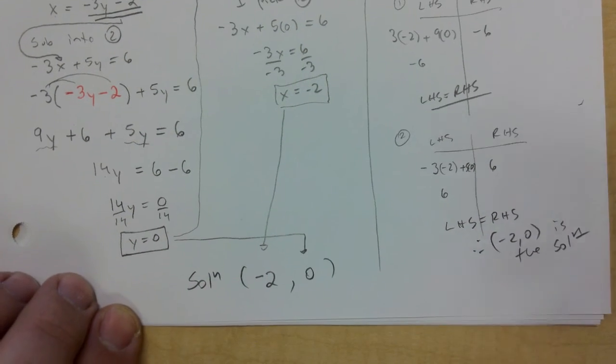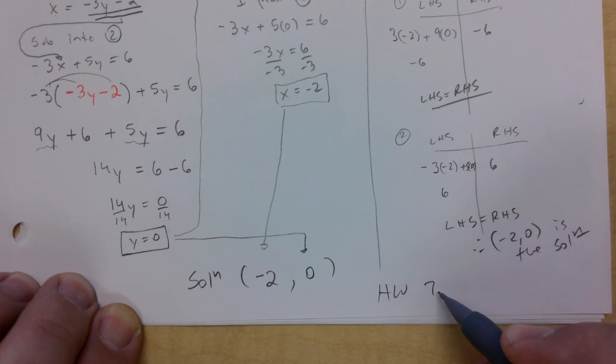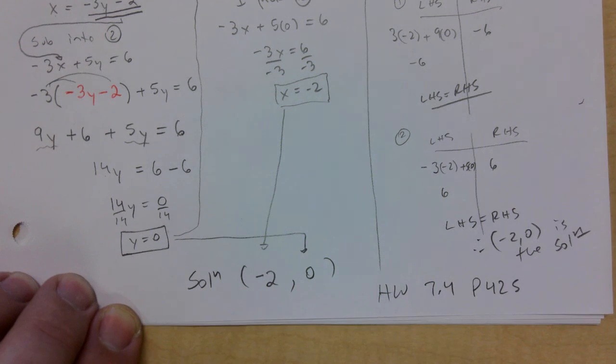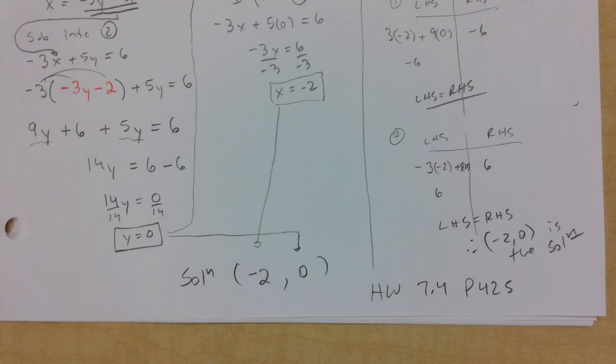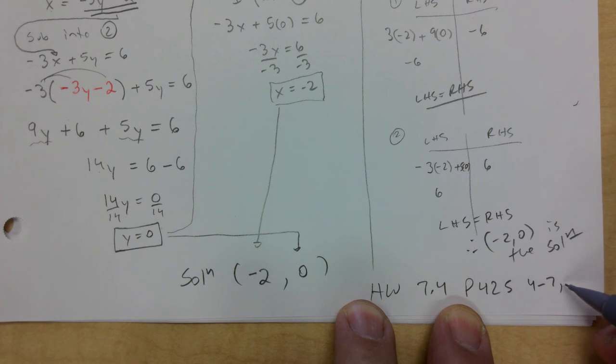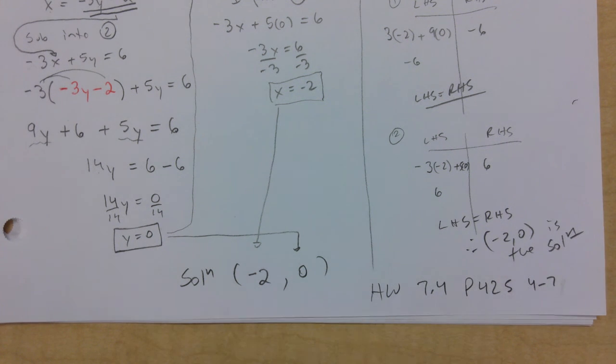Okay, before you go, homework 7.4, page 425. I'm only going to assign a couple. 4 to 7. And 19, leave that for now. Just do 4 to 7 for now. After tomorrow's lesson, you'll be able to do 19.